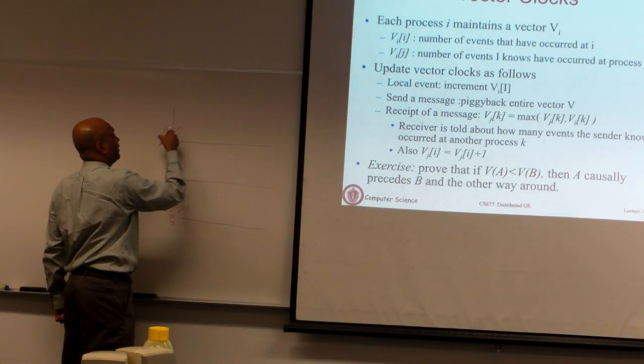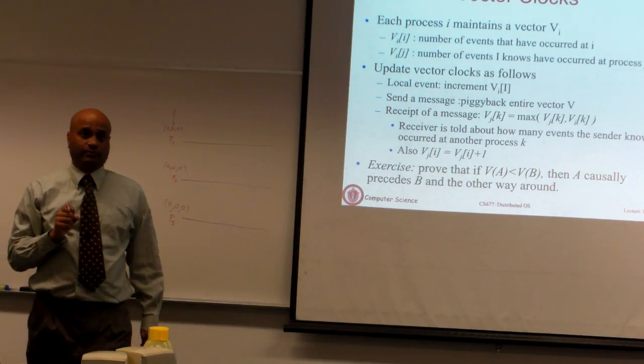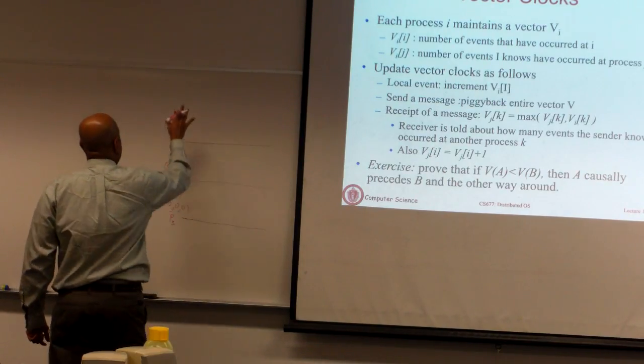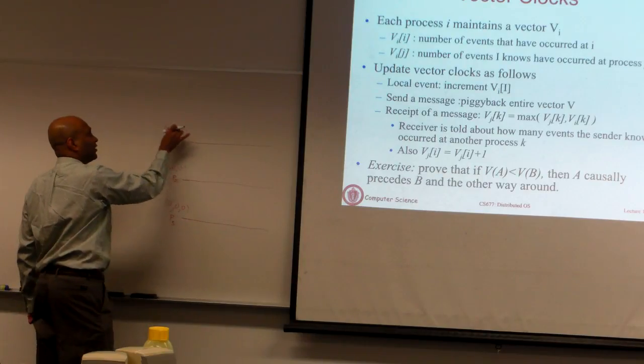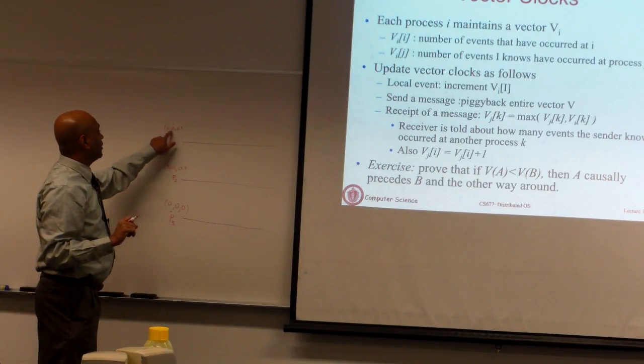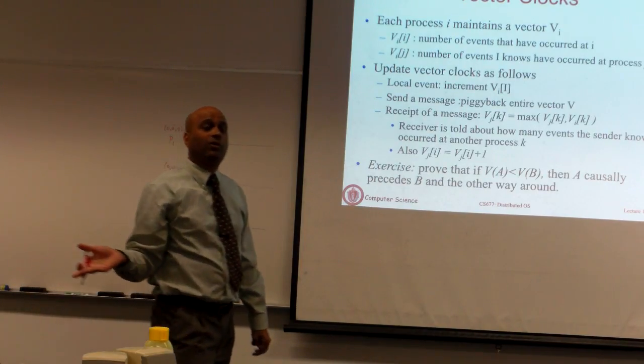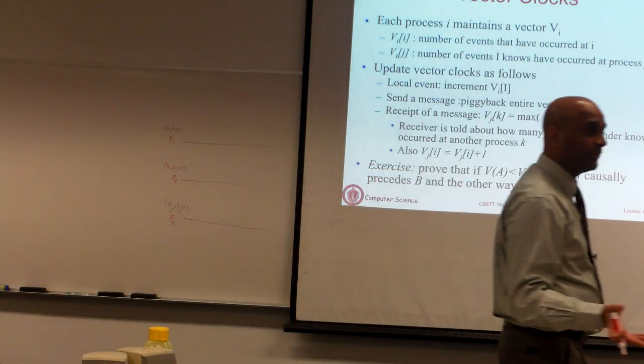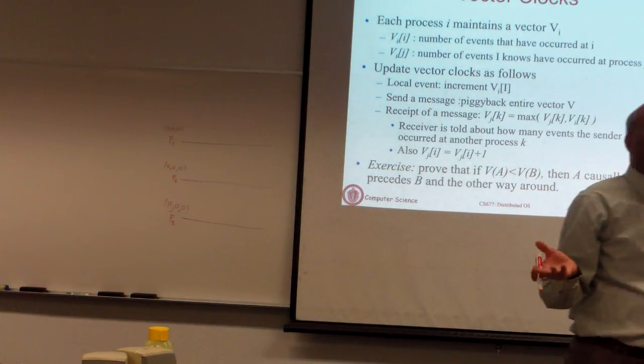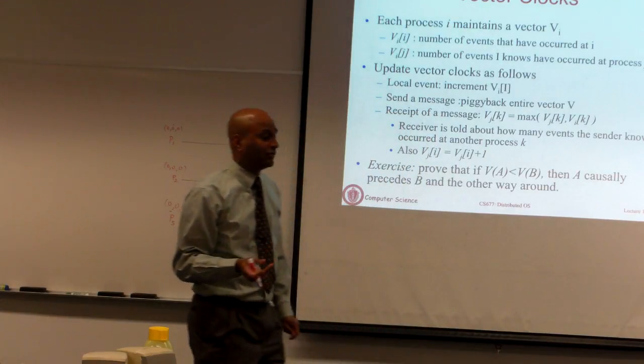So the ith element of that array is the local clock. Okay? So for P1, the first element here is its local clock value, and the other two elements are what it knows about the clock values at P2 and P3. Okay? And we'll see initially you don't know anything, so you'll just assume the clock values are 0.